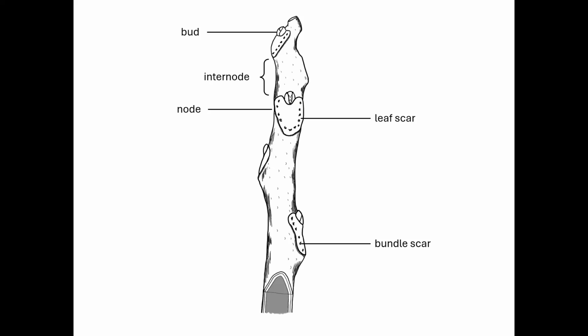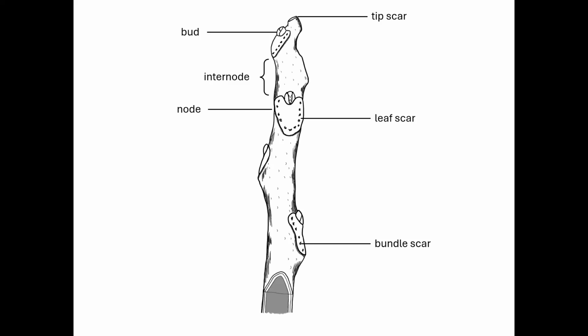And then on this particular twig diagram, we can see this weird cap at the top of the twig. It's just a flat sort of circular piece. It doesn't look like it has the characters of the bud at all. It doesn't have any scales. This is something that we call a tip scar.